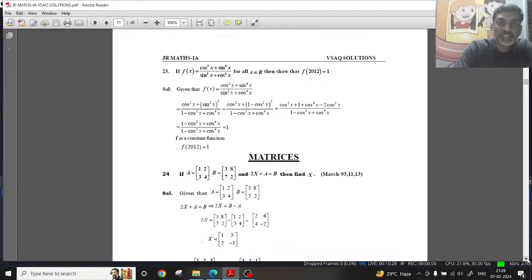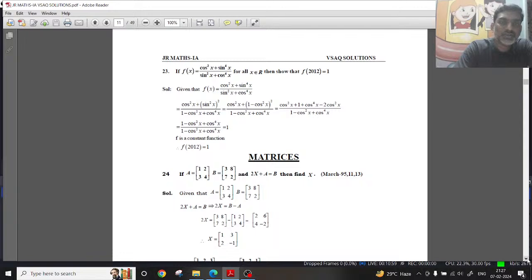Question number 23, f of 2012. This is important for competitive exams, but let us see once. f of x equal to (cos square x plus sin power 4 x) divided by (sin square x plus cos power 4 x). First let us simplify. Then cos square x plus sin square x whole square. Then everything should be written in terms of cos in the numerator. Same thing, do it in the denominator also. We are getting 1.